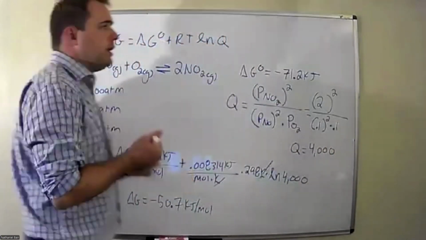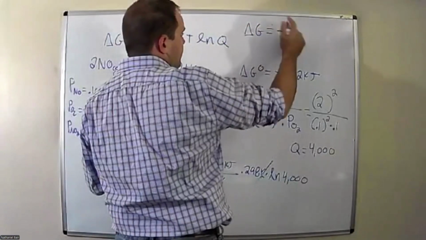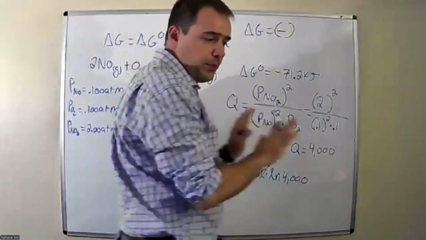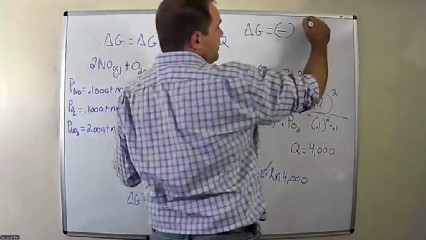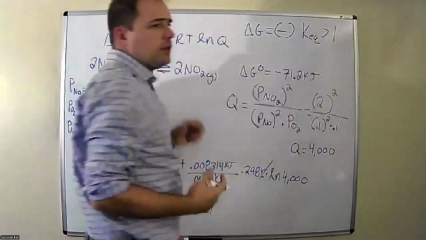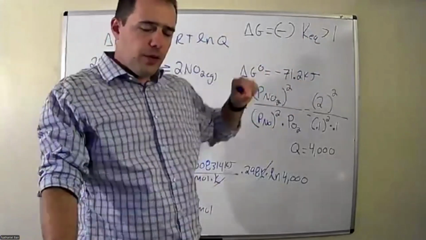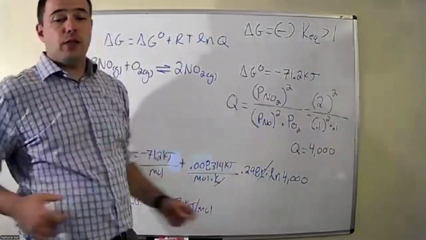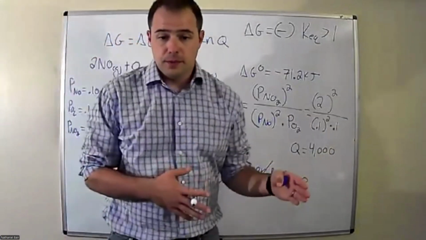Well, it's this simple. If we have a negative delta G, then that means it's going to make products. The product side is favored. So the equilibrium constant would therefore be greater than 1. So if you have a reaction that is spontaneous and wants to make products, then you'll have more products than reactants at the equilibrium. So reactions that have a negative delta G, they will have large equilibrium constants.